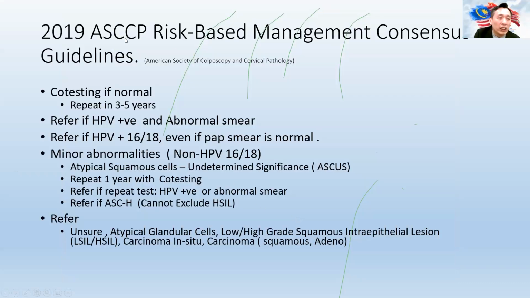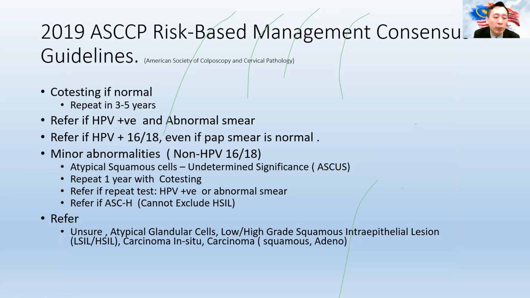All right, this is according to the 2019 guideline. Co-test you can repeat in 3 to 5 years. Refer to gynecologist if the HPV is positive and the smear is abnormal. Refer if the HPV is high risk 16 and 18, even though the pap smear is normal. Number 3, minor abnormalities with no HPV 16 or 18, you can keep.